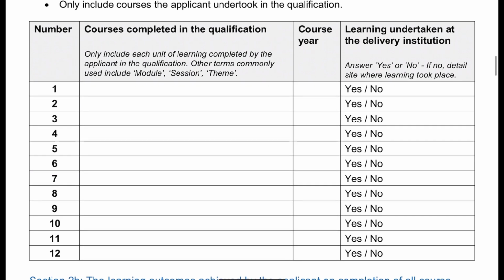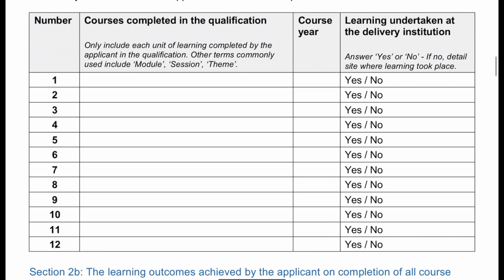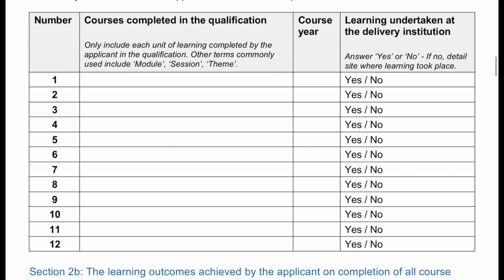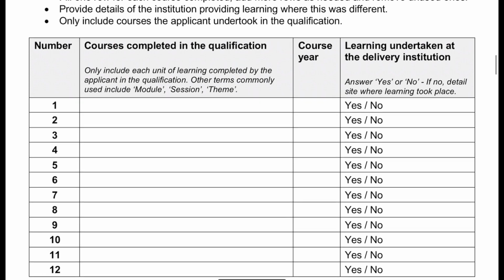So here, as I have told before, this is not the course, this is the subject or papers that you have undertaken during the whole length of your degree course. So in my case, it was 6 papers in each year, a 3 years course. So total I had 18 papers or 18 subjects, I can say. So you have to put 18 subjects.